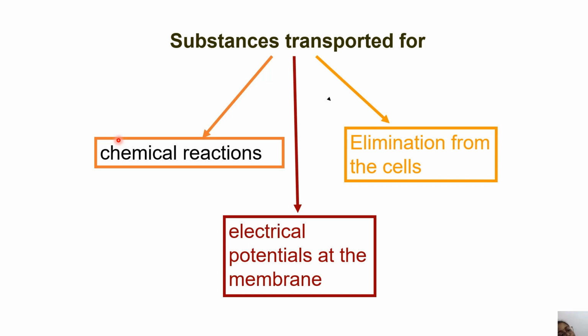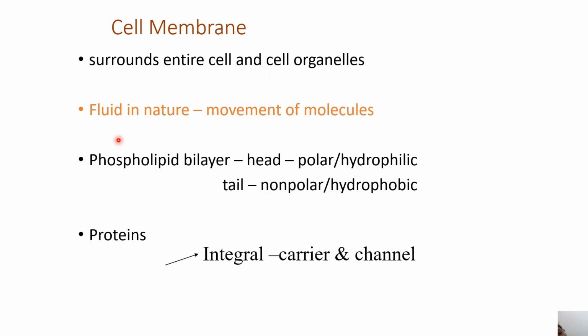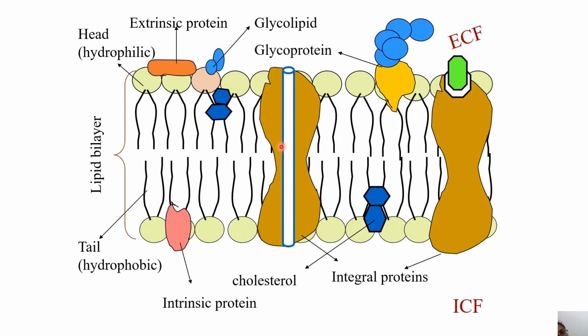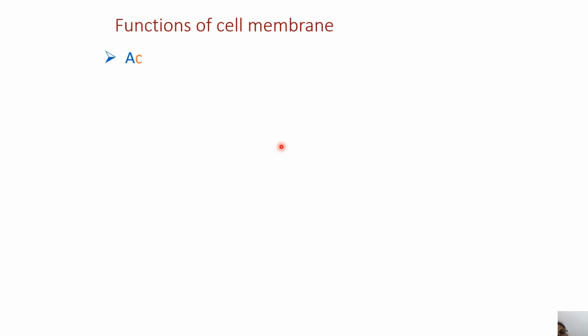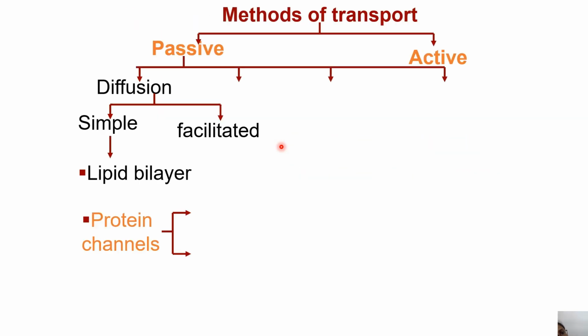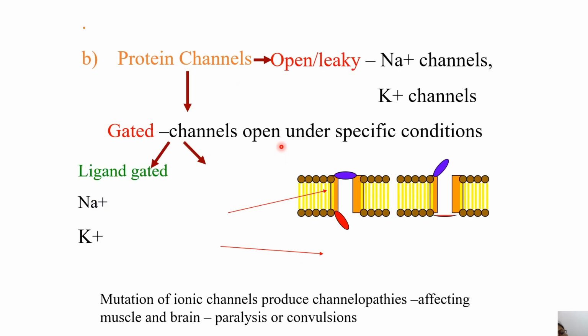These substances are transported for chemical reactions, electric potentials at the membrane, or elimination from the cells. We know about all of this. We know about the cell membrane, how it surrounds the entire cell and cell organelles, and that there are peripheral proteins on the side. We have talked about all of this. Transport also we have talked about. We will not go into details. We have talked about diffusion and gating channels also.